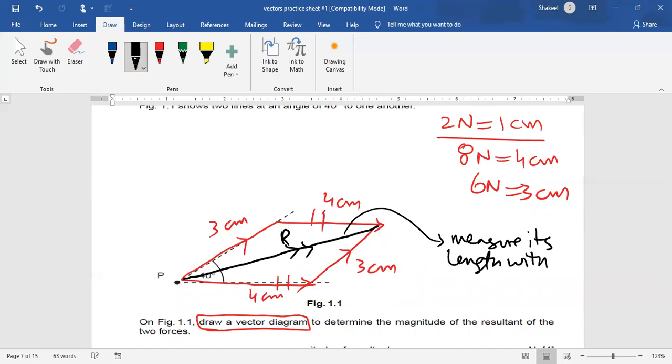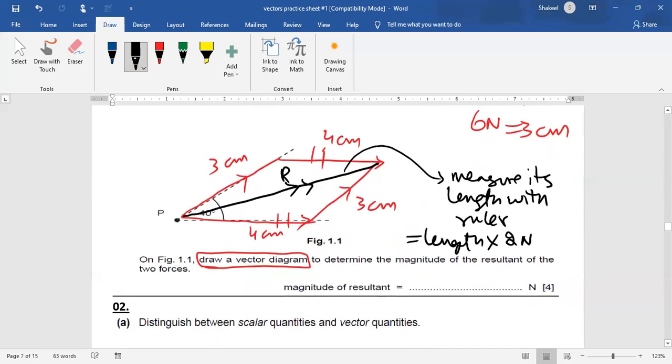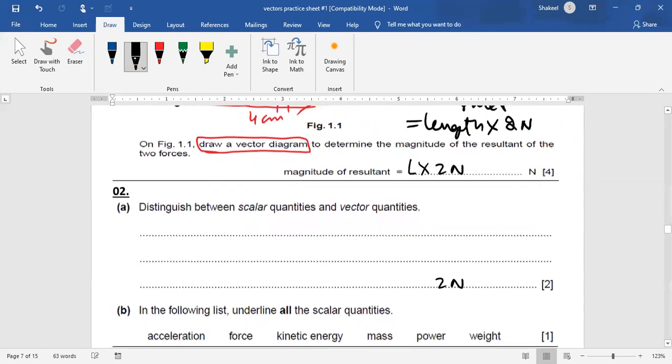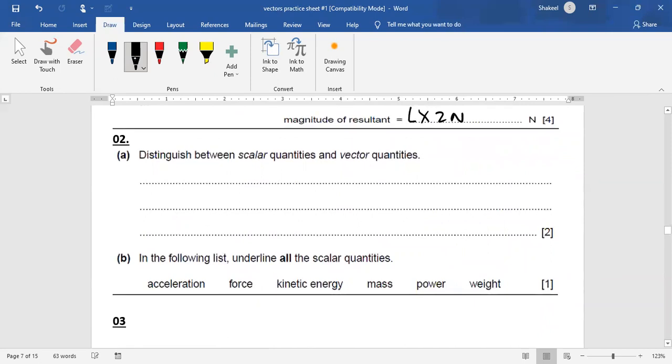You will measure its length with a ruler and then convert that into Newton. Length times the scale value, which is 2 Newton, will give you the value of the resultant. So the resultant is length into 2 Newton, whatever the length comes out to be. The next question is very simple. Again, you have to distinguish between scalar and vector. Of course, direction is the distinguishing factor.